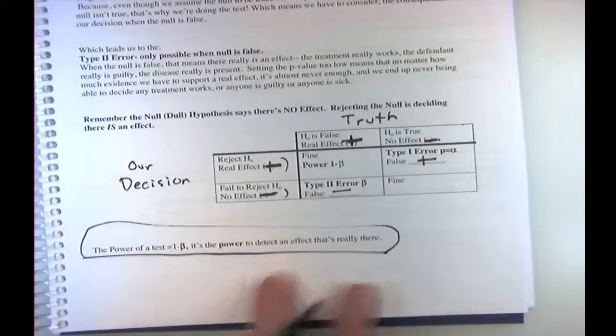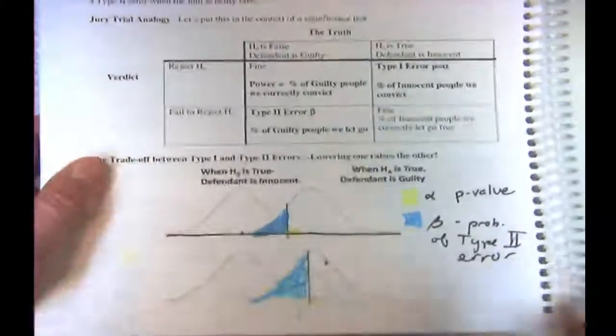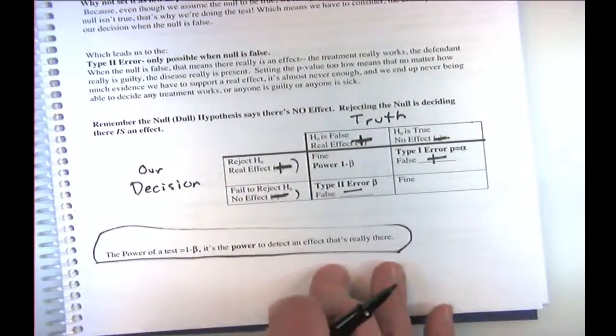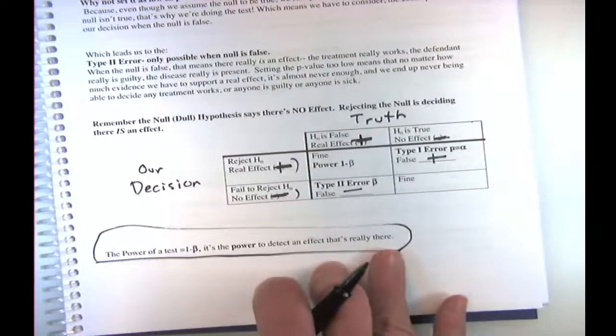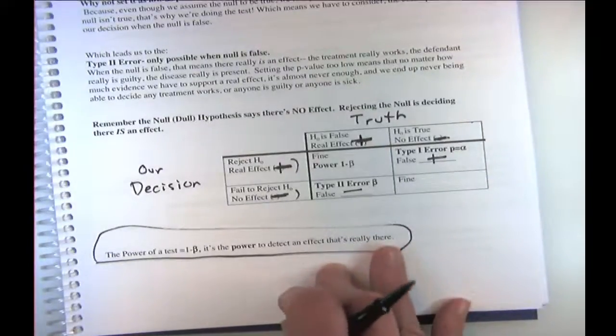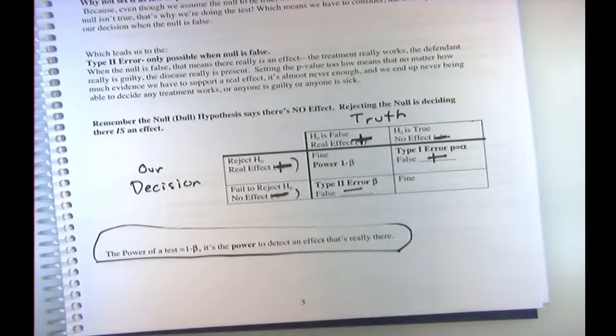So why wouldn't they want more power? If you can just make this as big as you want, why wouldn't you do it? Well, that's just because it's very expensive, and you might end up detecting such a small difference that nobody cares about. Because the bigger your power, the bigger the sample size, you can detect these little differences that nobody cares about anyway, and you can spend a whole lot of money doing it.